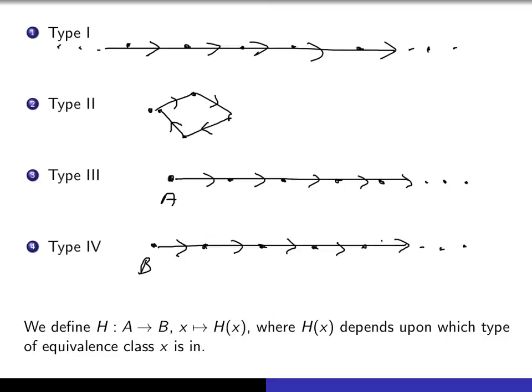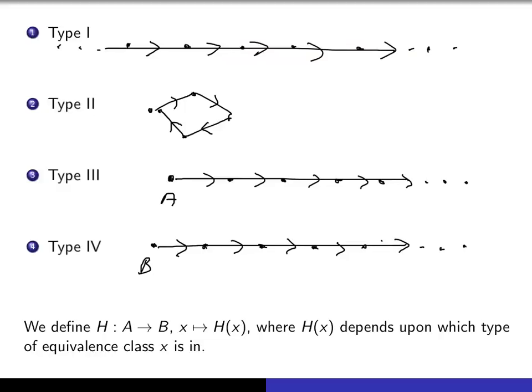Okay, this is what all of the various equivalence classes can look like. The first one looks like this. So the implication here is that every element in this equivalence class has infinitely many ancestors. This goes back forever, and infinitely many descendants.